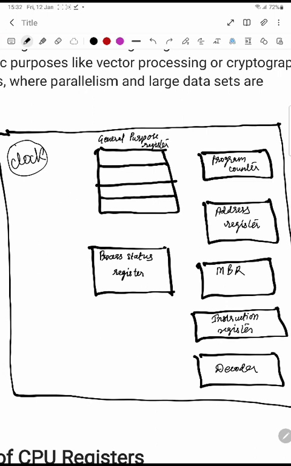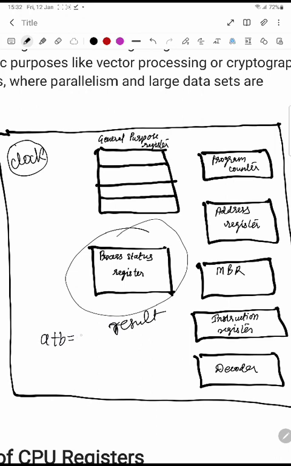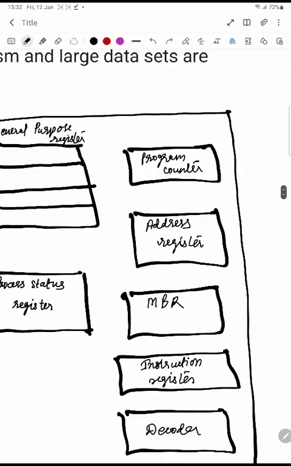Okay. Now my second register is process status register. It stores the result in the form of bits. It means in the operation a plus b is equals to c, c is the result of the operation. The process status register will store the result in the form of bits, means it will store c in the form of bits.